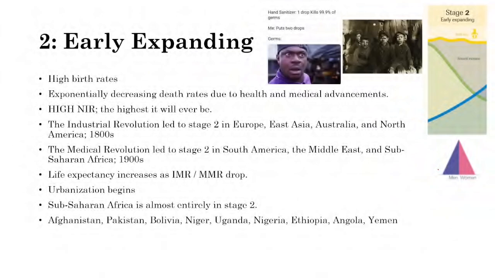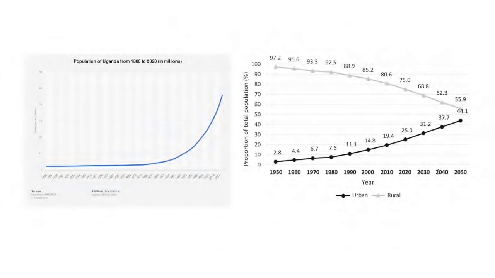So these are some examples of countries. You don't need to bother learning what country and stage match up. You don't need to know what stage every country's in, but it's nice to know a few examples. So examples of stage 2 would be Afghanistan, Pakistan, Bolivia, Niger, Uganda, Nigeria, Ethiopia, Angola, and Yemen.